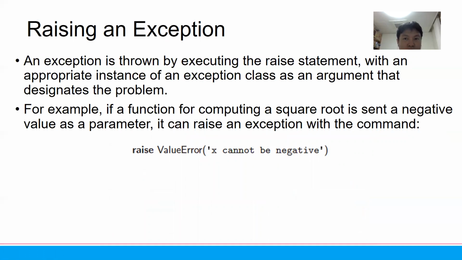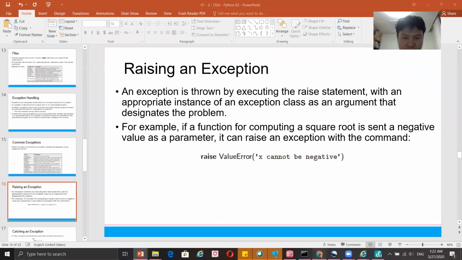Raising an exception means you want to show the error statement. So an exception is thrown by executing the raise statement with an appropriate instance of an exception class as an argument that designates the problem. So if you already know what the error is, then you need to specify the error, let's say ValueError. But if you still do not know what the error is, then you can just use Exception. Now, for example, if a function for computing a square root is sent a negative value as a parameter, you know the number inside the square root should be positive, so you cannot put a negative. Then you can raise an exception with a command like this one: raise ValueError, x cannot be negative.